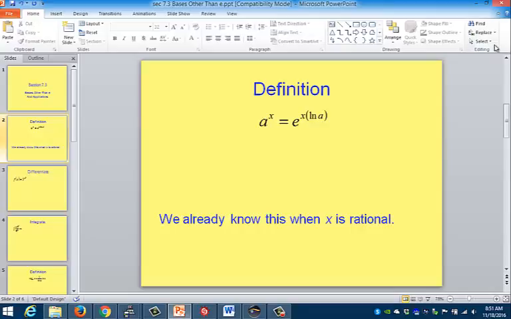So first I'm going to give you guys a definition. But I think I'm going to write b instead of a. This is an old slide. It's an old light bulb apparently too.